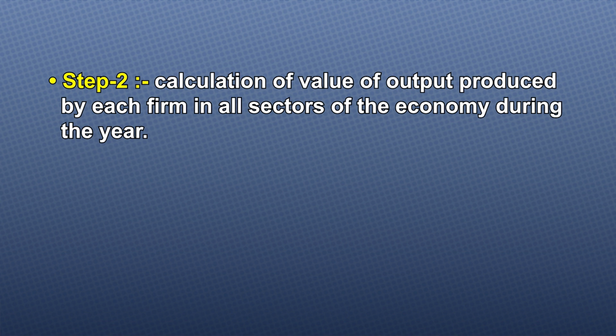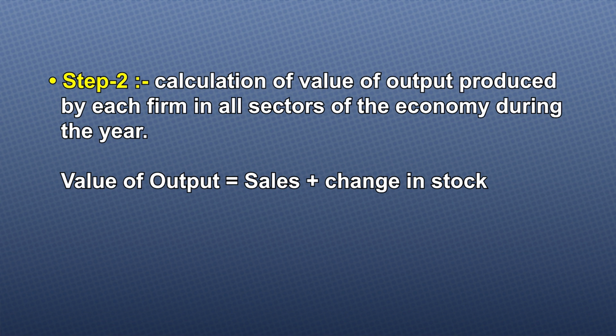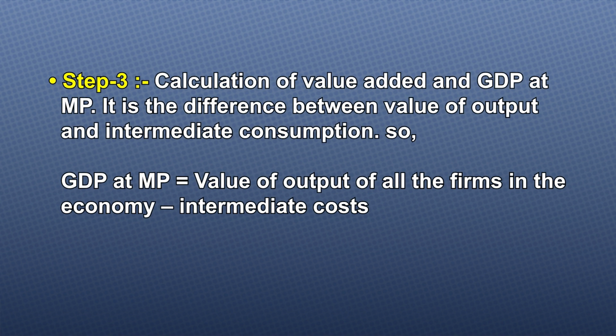Step 2: calculation of value of output produced by each firm in all sectors of the economy during the year. Value of output is equal to sales plus change in stock. Step 3: calculation of value added and GDP at MP. It is the difference between value of output and intermediate consumption. So, GDP at MP is equal to value of output of all the firms in the economy minus intermediate cost.